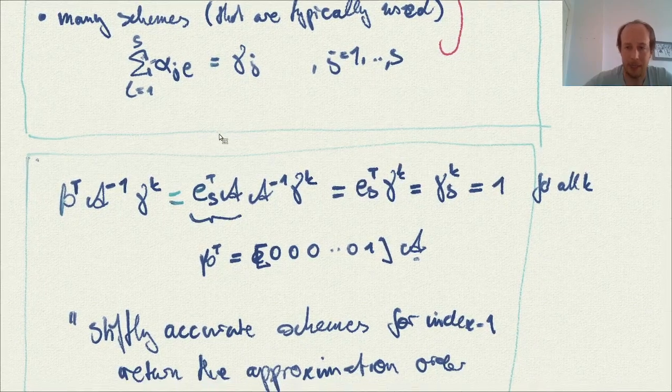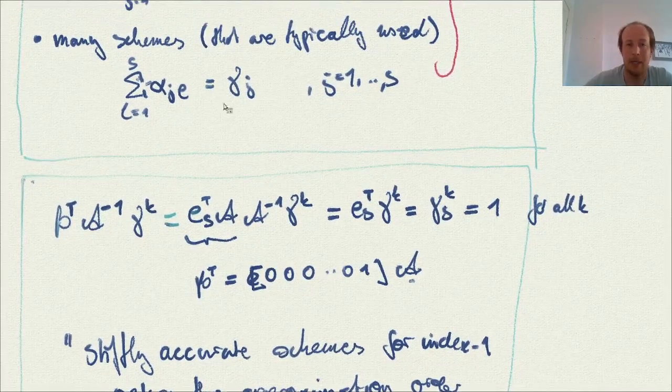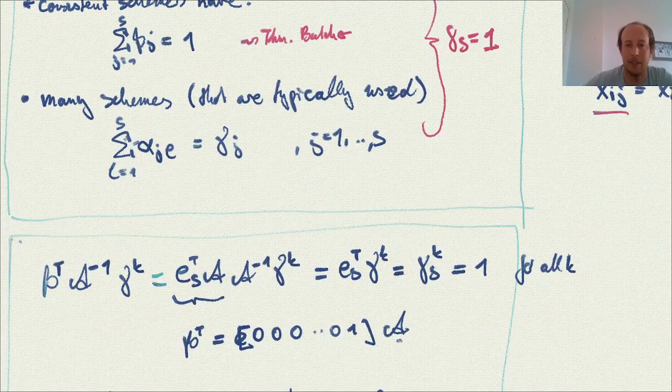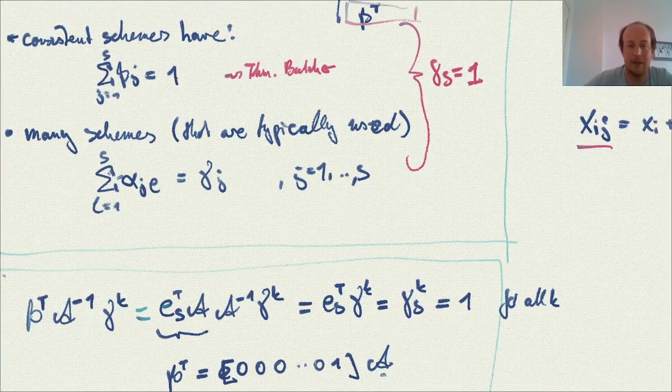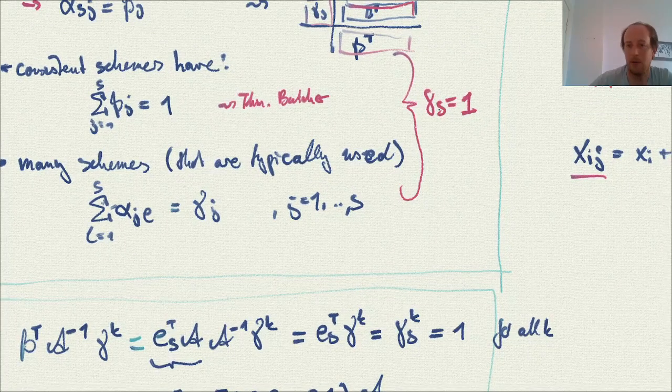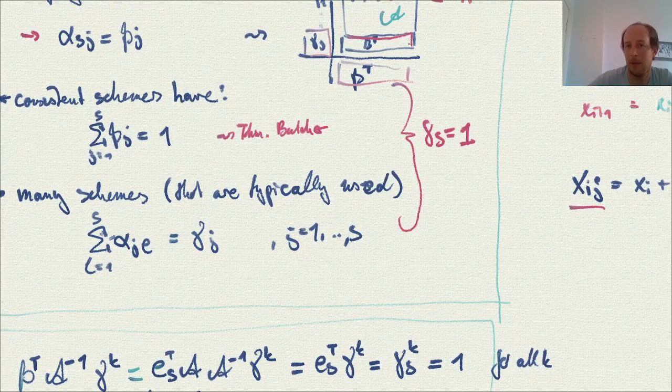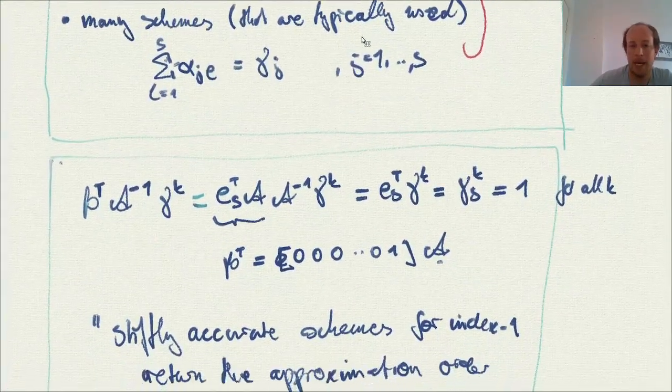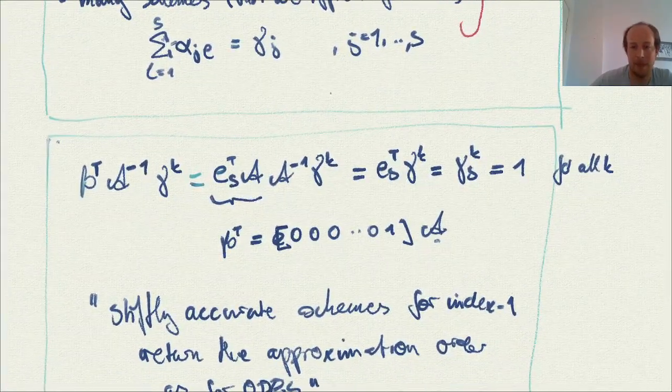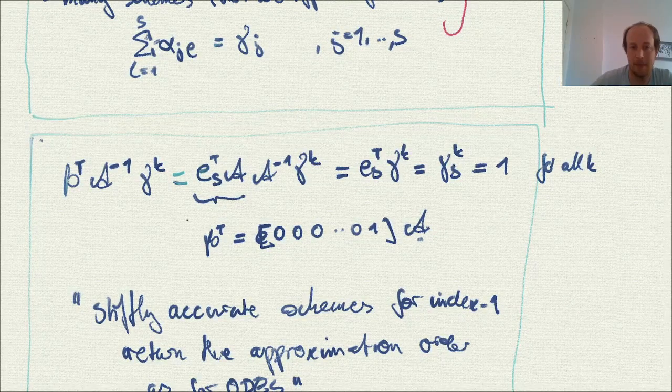All right, and then if we know that the sum is the gamma_j, we know that the sum of the beta_j is 1, and from that we can conclude that gamma_s is 1, because these all sum up to gamma_s, and these are all the beta, and the beta sum up to 1, so gamma_s will be 1. And then from the condition that beta is the last row of the A matrix, we can write the beta as being this vector that picks out the last row of the A matrix.